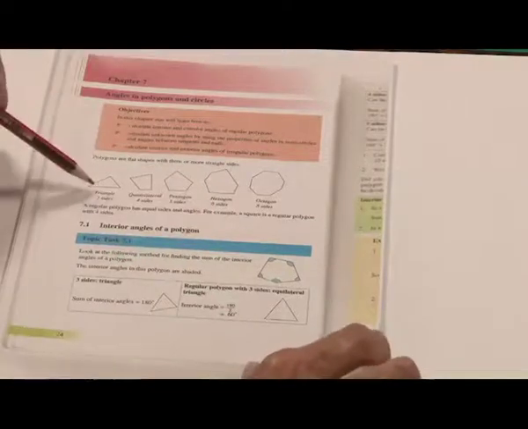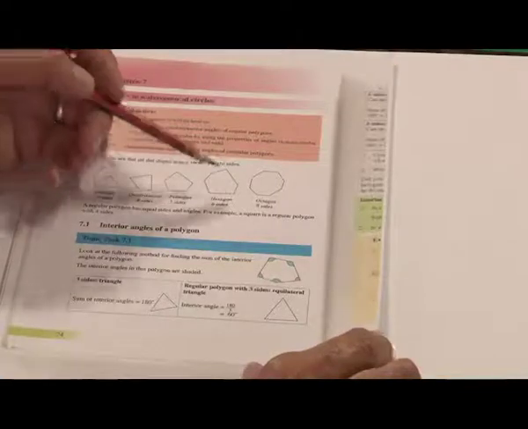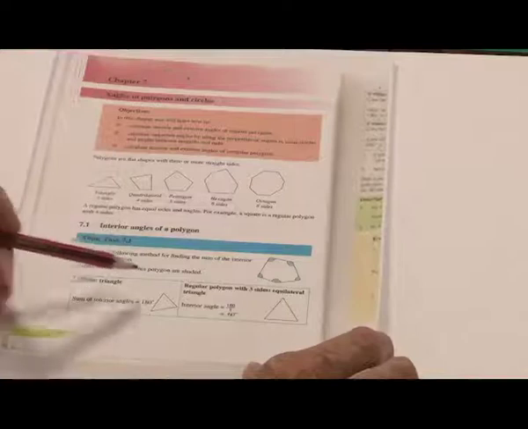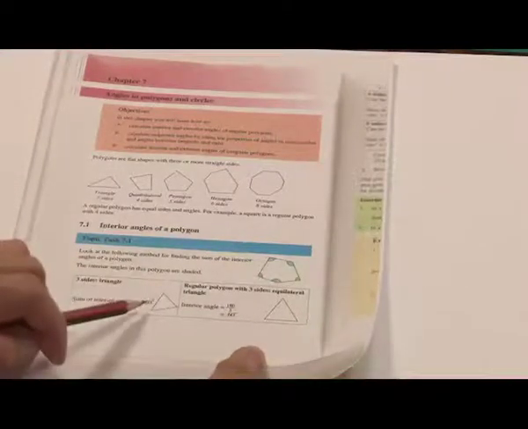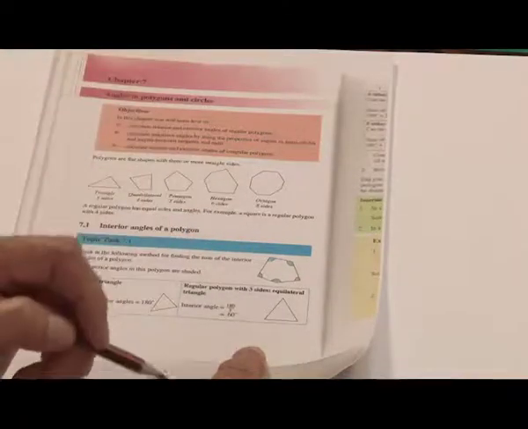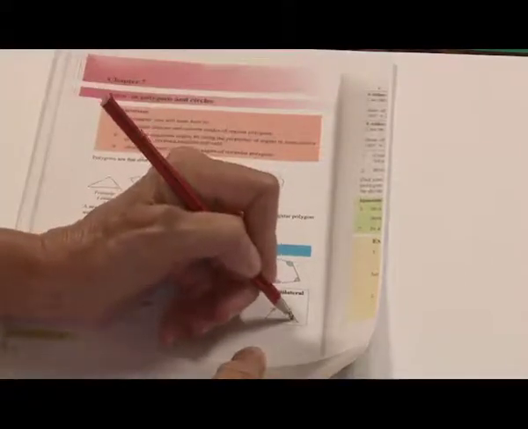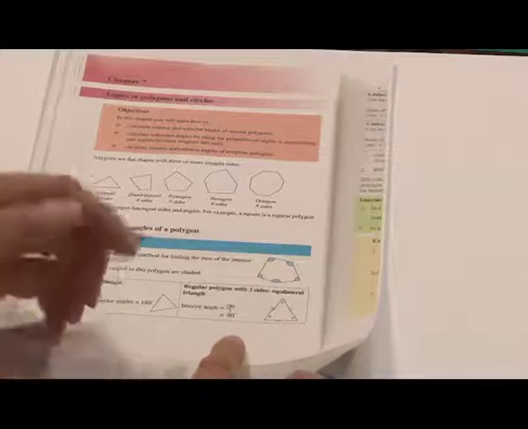Here we see the triangle, quadrilateral, pentagon, hexagon, and the octagon. So with 3 sides, the sum of the interior angles add up to 180 degrees. And here we have an equilateral triangle with all the sides the same, the three angles the same size, then it's called equilateral. To find one angle, we can just divide by 3.